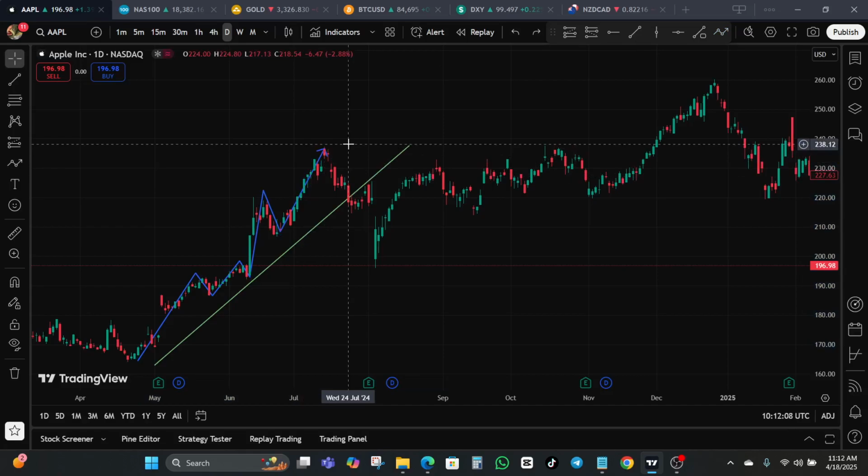So a pullback is just a temporary reversal. It's temporary because price does not move in a straight line and the trend is upwards, for example. And because price does not move in a straight line, there must be a pullback. So that's why it's temporary, because the price is not going to reverse. Now, understanding pullbacks is crucial because they offer excellent entry points for traders who want to buy into an uptrend at a better price.